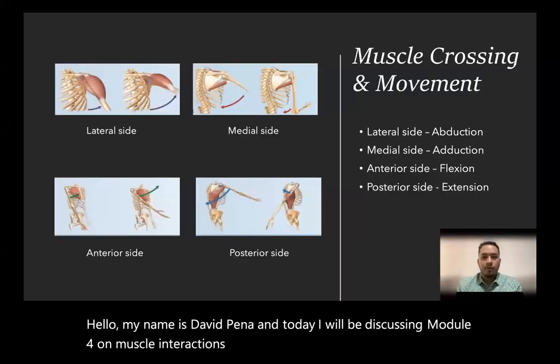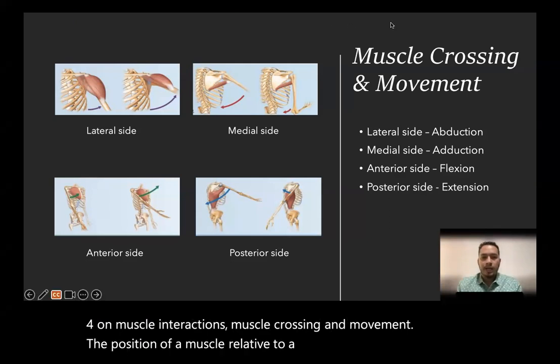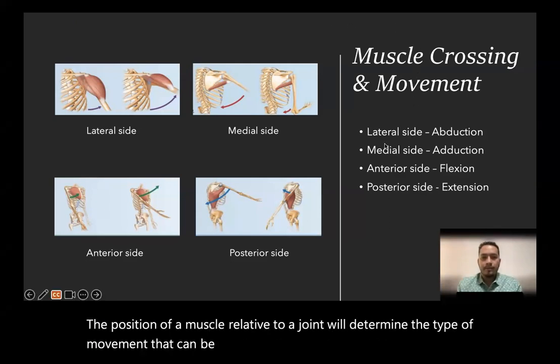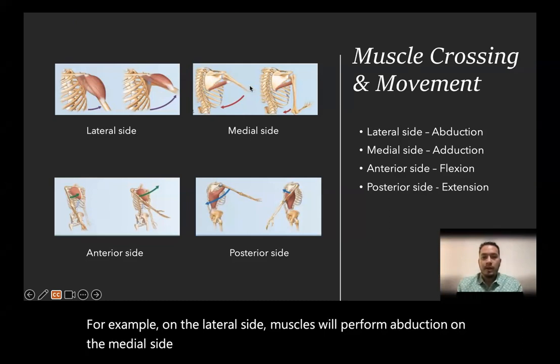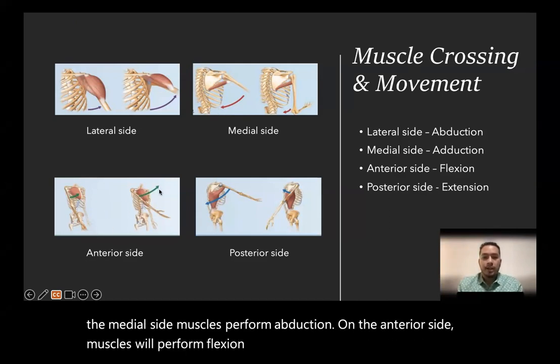Muscle crossing and movement. The position of a muscle relative to a joint will determine the type of movement that can be performed. For example, on the lateral side, muscles will perform abduction. On the medial side, muscles will perform adduction. On the anterior side, muscles will perform flexion. And on the posterior side, muscles will perform extension.